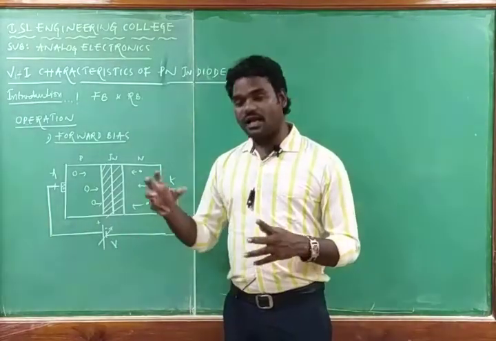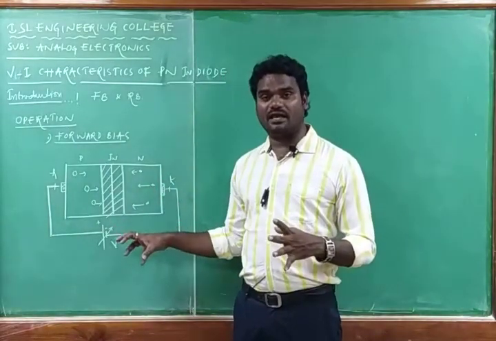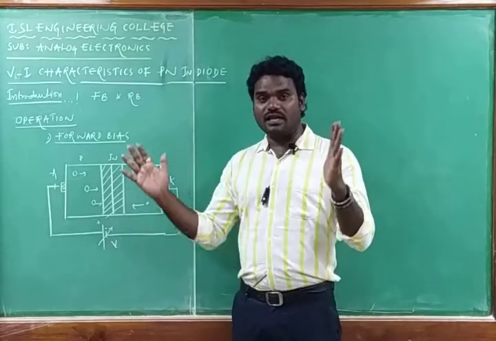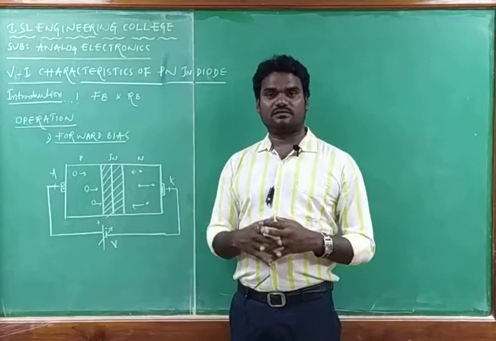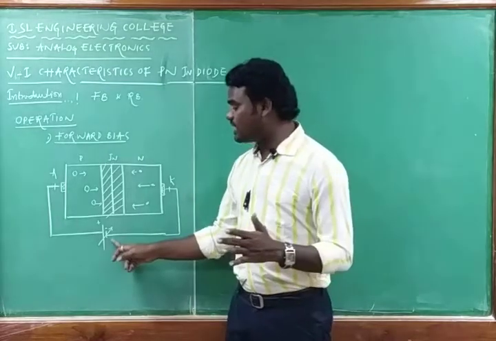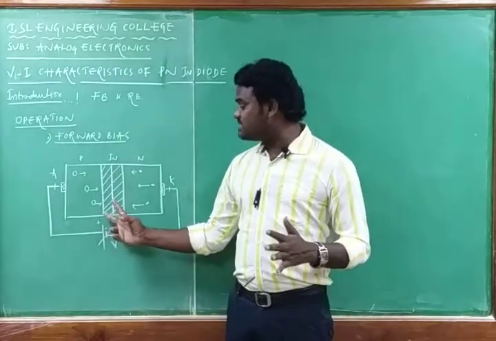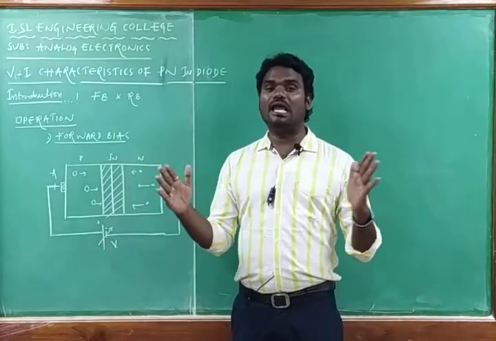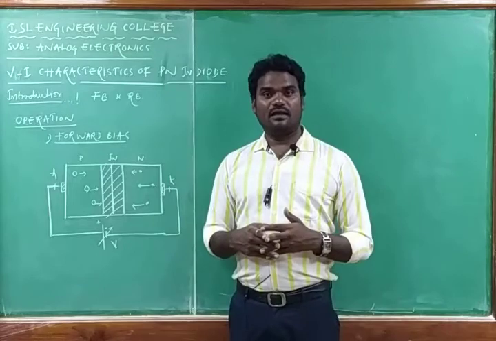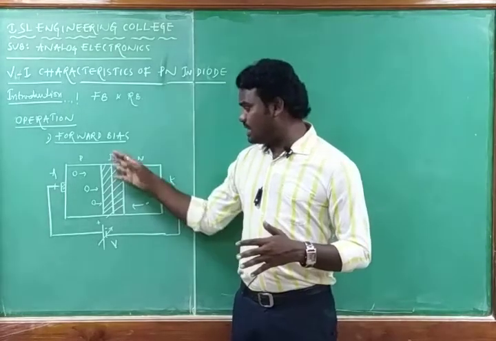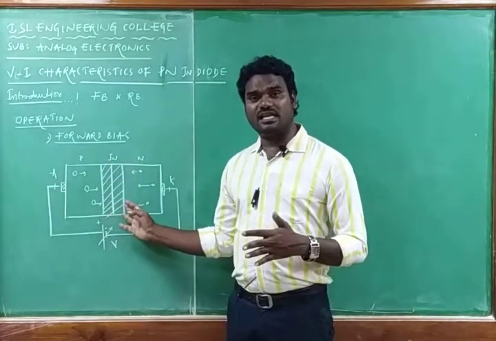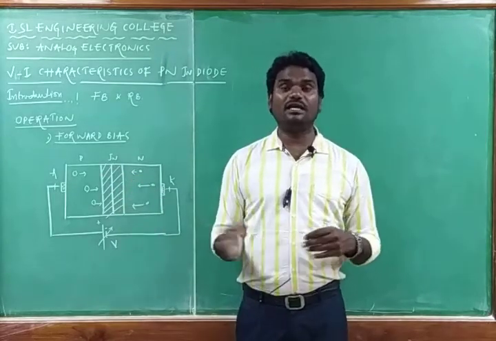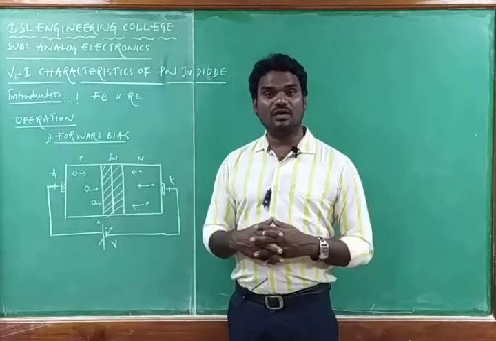As we proceed in this manner, as we increase the external DC voltage, the depletion region keeps decreasing. At one particular point of external DC voltage, this depletion region completely vanishes. That means, as long as there is a depletion layer across the junction, no charge carriers move from one side to another, from one material to another, so there is no current.